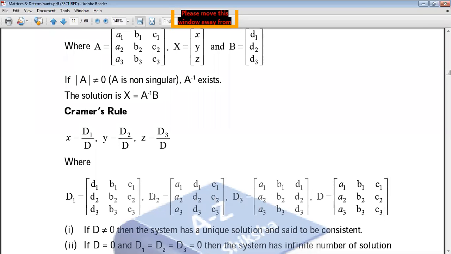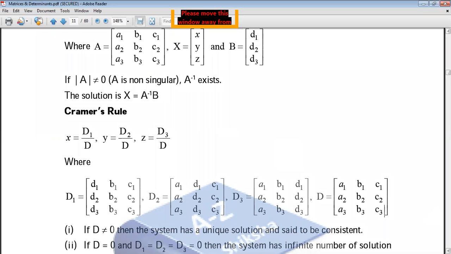And how can you find the values of d1, d2, d3? You just change the particular columns of capital D, and you will get d1, d2, and d3. In this way you can find the values of d1, d2, d3, and d, and put them in Cramer's rule for finding the values of x, y, and z.